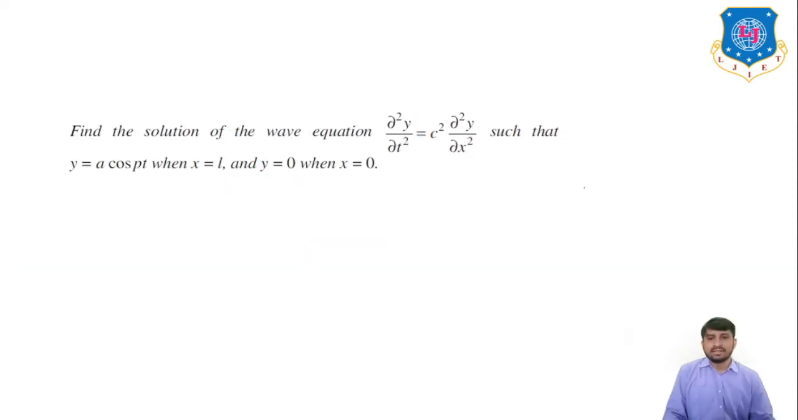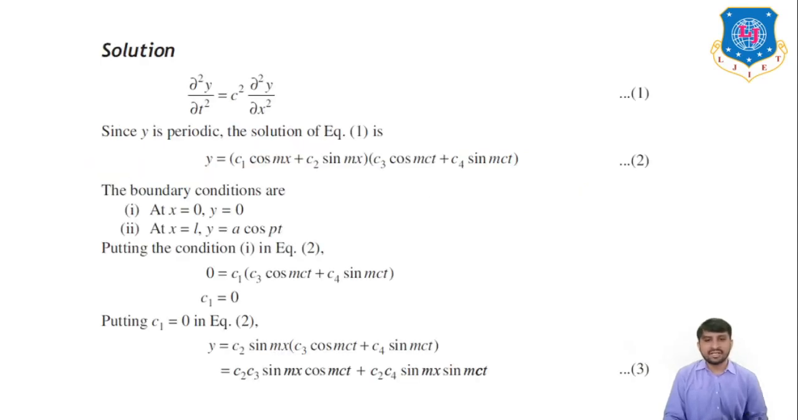Okay, this is the first example: find the solution of the wave equation del square y by del t square equal to c square del square y by del x square, such that y is equal to a cos pt when x is equal to L and y is equal to 0 when x is equal to 0. Okay, so let's try to solve this equation. Del square y by del t square is equal to c square del square y by del x square, and the solution is periodic. So definitely this is the solution.